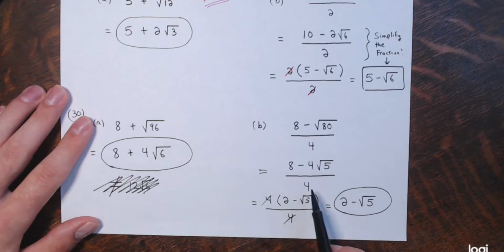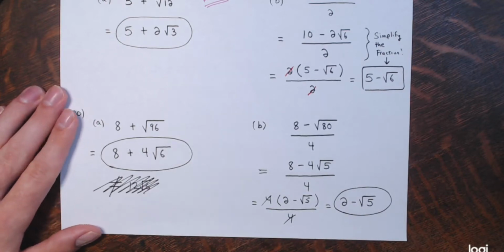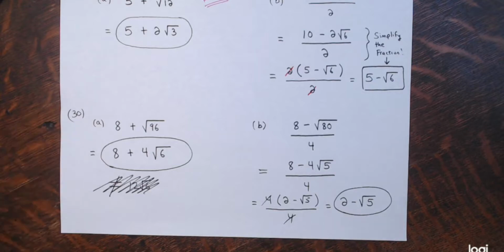8 divided by 4 is 2. And then when you divide these two, the 4's will cancel, you'll be left with the square root of 5. So you get 2 minus the square root of 5 either way. And once again, test it out, punch them in the calculator, see that they're the same value. All right. And here is the final page.